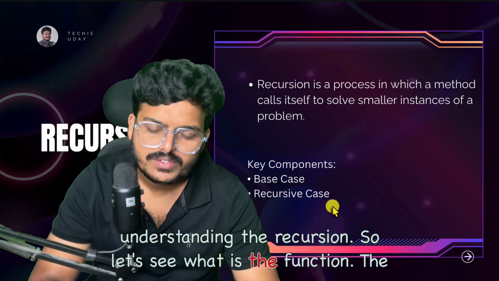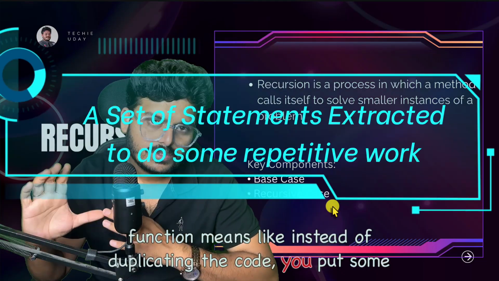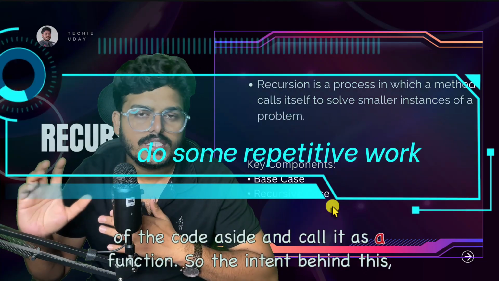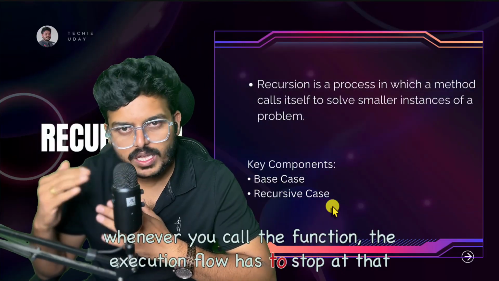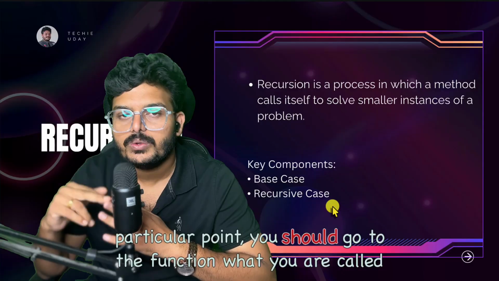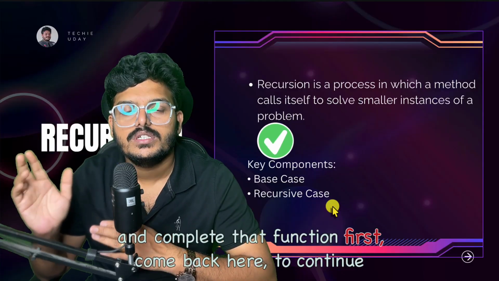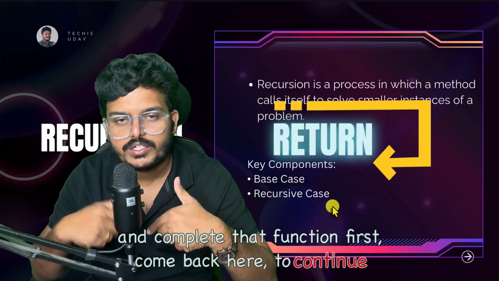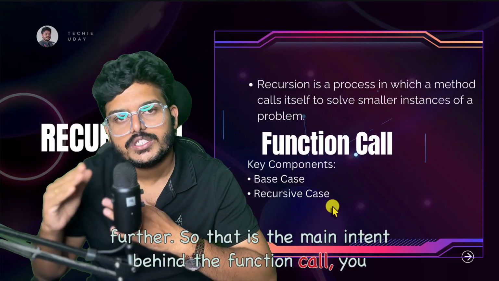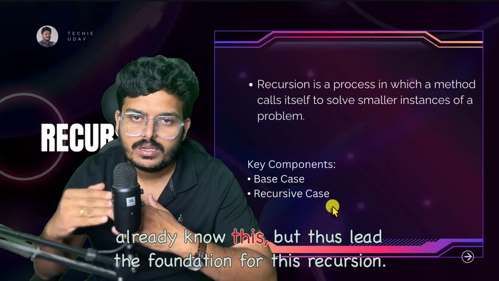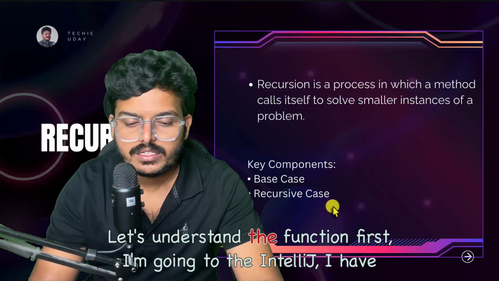So let's see what a function is. A function means that instead of duplicating the code, you put some of the code aside and call it a function. The intent is that whenever you call the function, the execution flow has to stop at that point, go to the function you called, complete it first, and come back here to continue further. That is the main intent behind function calling. You already know this, but it lays the foundation for recursion. Let's understand the function first.